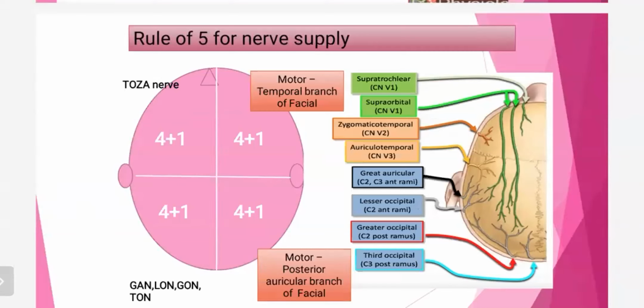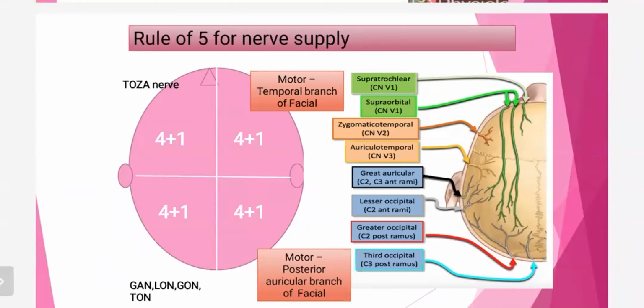That is the dorsal nerve, and the motor branch is the temporal branch of the facial nerve, and the posterior part is supplied by the great, lon, gon, and ton. That is a short name. That is the greater auricular, lesser occipital, greater occipital, and third occipital.